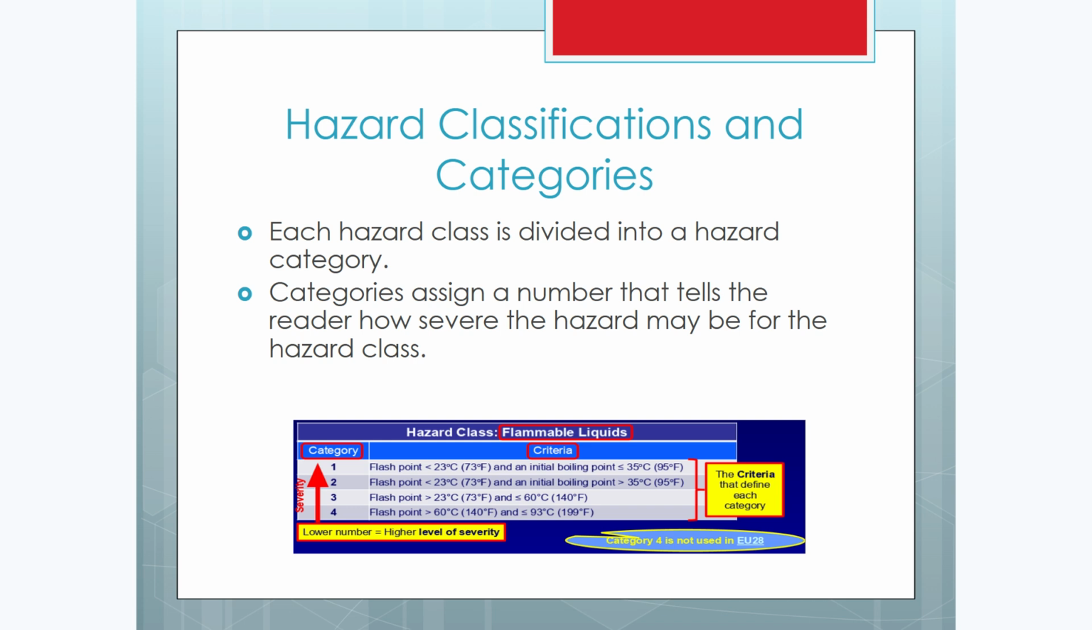Each hazard class is divided into a hazard category. Categories assign a number that tells the reader how severe the hazard may be for the hazard class. The lower the number, the higher the level of severity. So a category 1 hazard is the highest severity type of hazard. Category 4 would be the lower type.